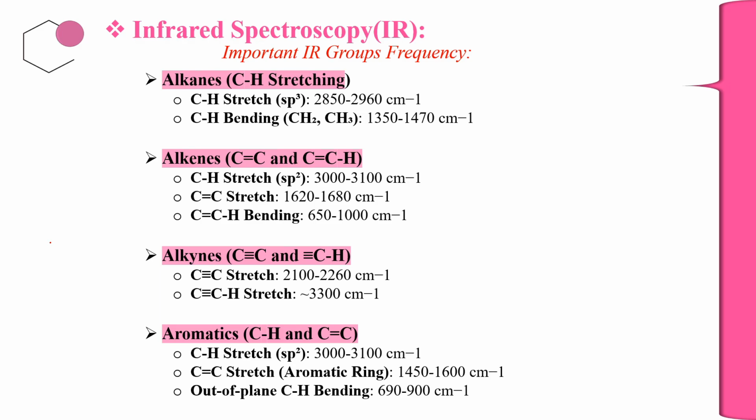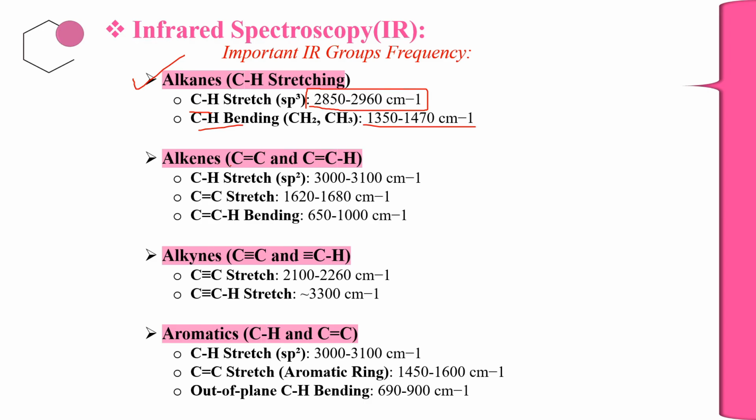Also, from the exam point of view, a merged question comes which contains some kind of IR values as well as NMR values. So you have to remember all these values, so you can solve that question easily. First, let us talk about the alkane values. In alkanes, there is CH stretching, the value of which is nearly 2850 to 2960 centimeter inverse, the wave number. And CH bending is this. It is not that important, but the stretching value is very important.